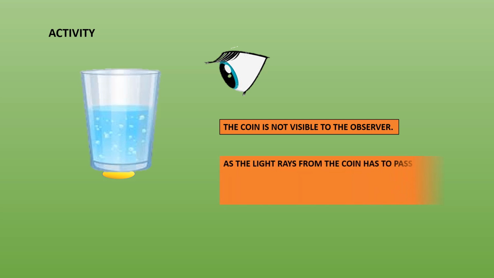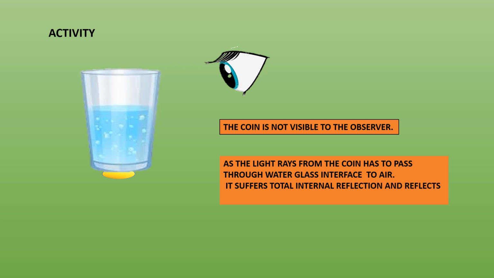As the light rays from the coin have to pass through water glass interface to air, it suffers total internal reflection and reflects into the same medium. Now, if you see the light rays coming from the coin, then you can understand how here total internal reflection is taking place.